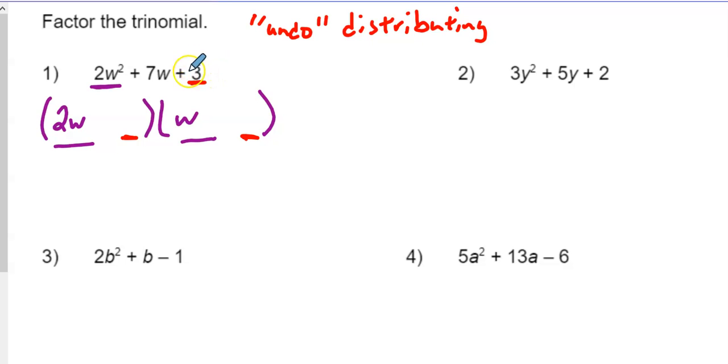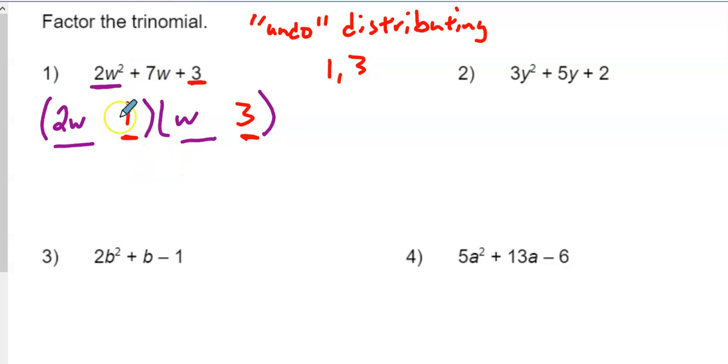Well, the only multiples, again, it's helpful because this is prime, are 1 and 3. So that means I can either put 3 here and 1 here, or I can switch it. I can put 1 and 3. Well, how do I know?